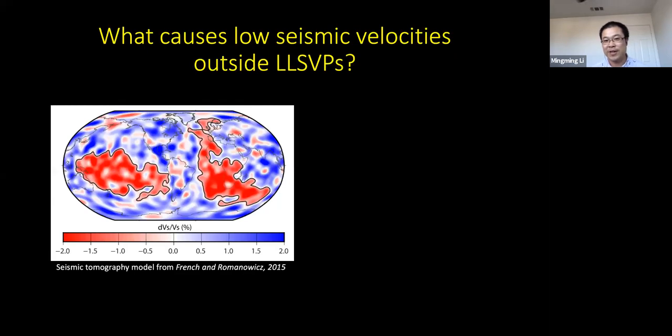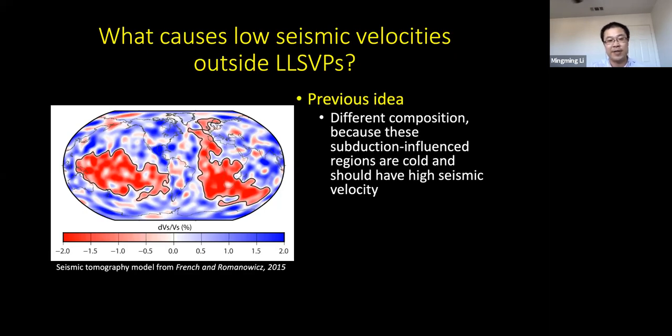And so the next question is, what causes low seismic velocity outside the LSVPs? I mean, these red patches outside the LSVPs. This is a very interesting question. And the previous idea is that they must be caused by different compositions. This is because subducted slabs are cold and should have high seismic velocities. And that means they cannot explain the low velocity structures in this region. And as a result, this region must have different compositions.